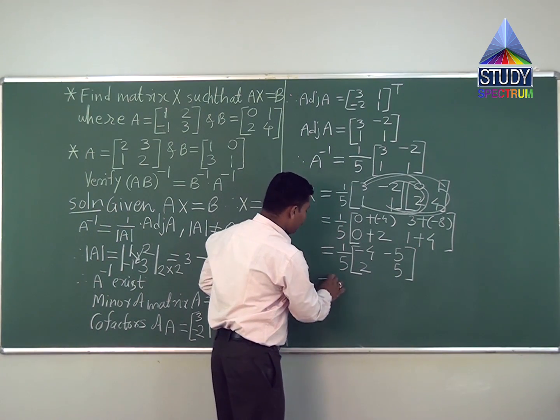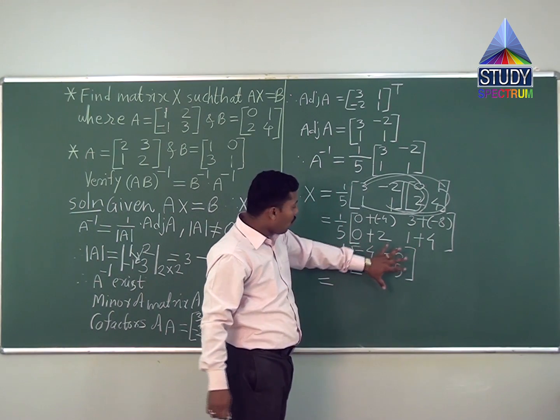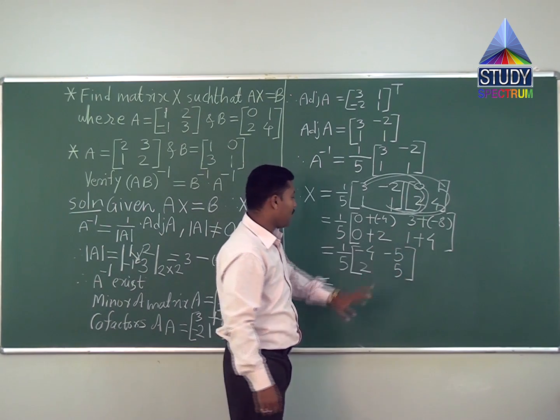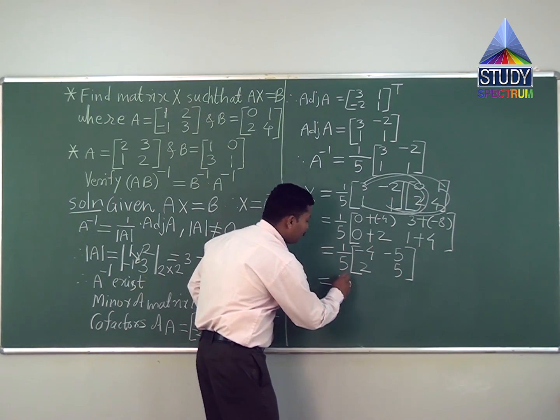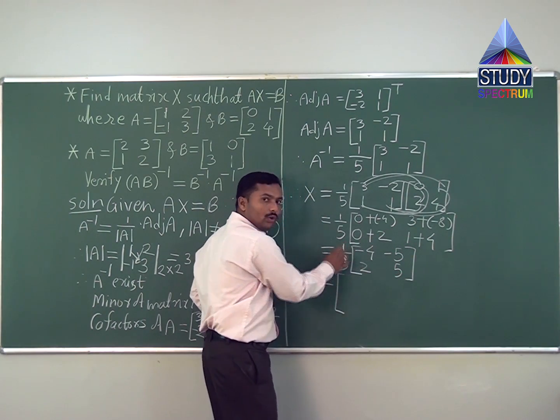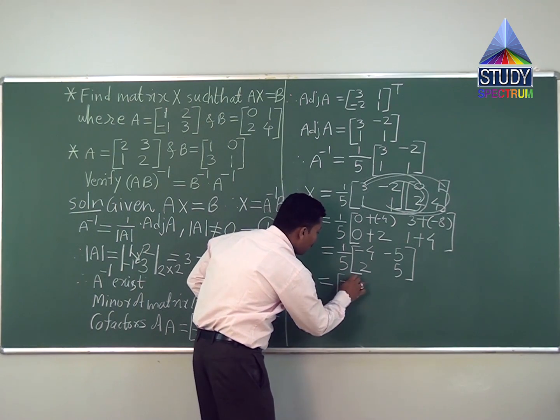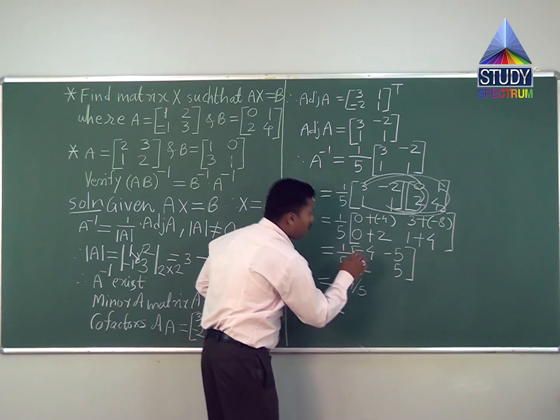Lastly, multiply this number to all numbers of this matrix. So what do we get? Minus 4 into 1 upon 5, minus 4 upon 5.